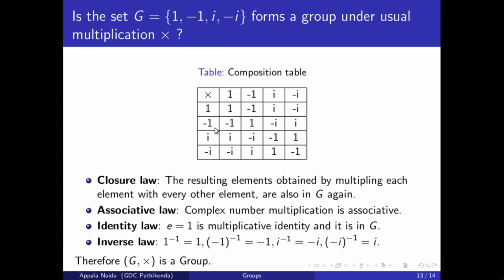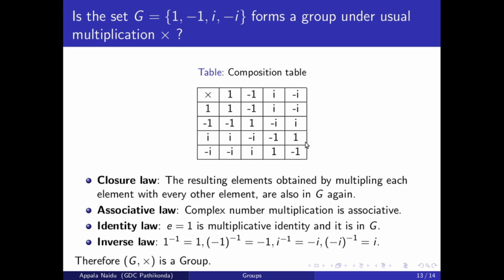Similarly, multiplying with minus 1, this whole row will give minus 1, 1, minus i, i. Multiplying i with 1 is i, i with minus 1 is minus i, i with i is minus 1, and i with minus i is 1. Similarly, we get this last row. So we can see that multiplying every element with every other element, we get the results here.